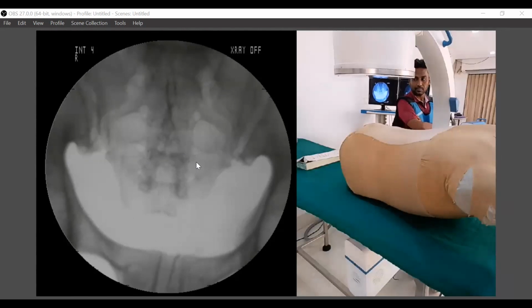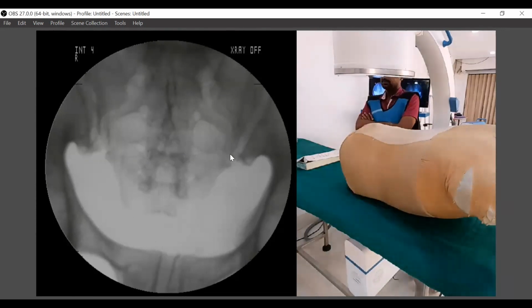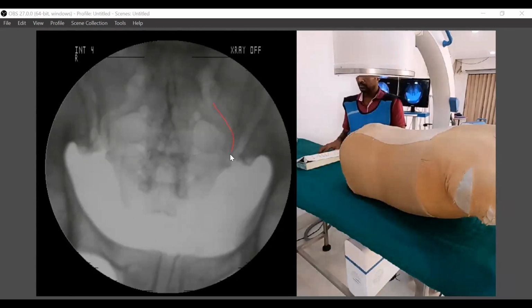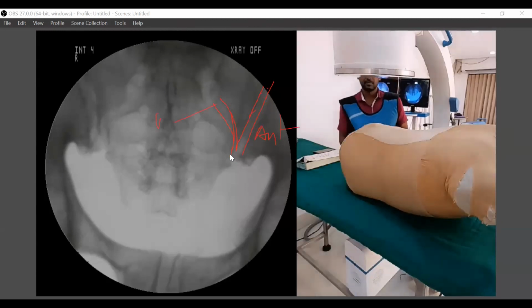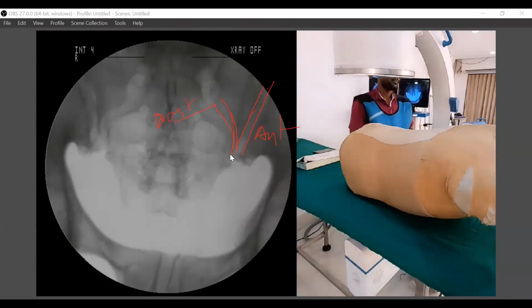The patient is lying prone, and I am showing the right side SI joint. This is one joint line, and lateral, posterior, this is another joint line. This lateral one is the anterior joint line, and the medial one is the posterior joint line. We can enter only the posterior joint line. The anterior joint line you cannot reach from the back side.